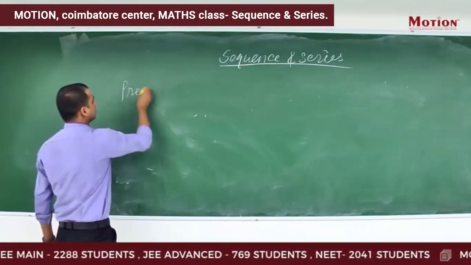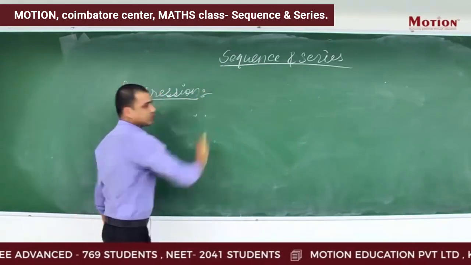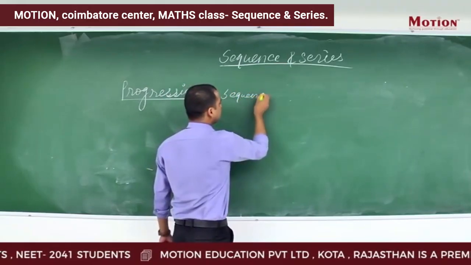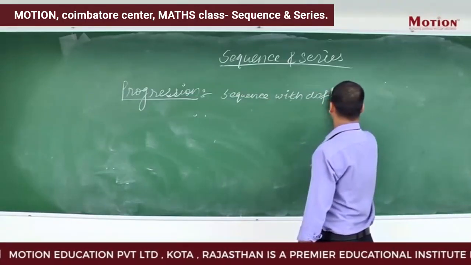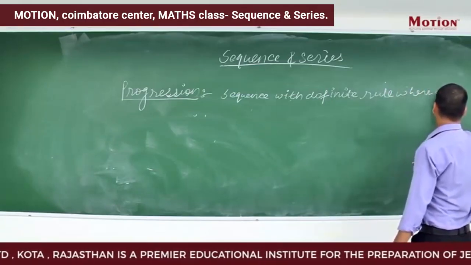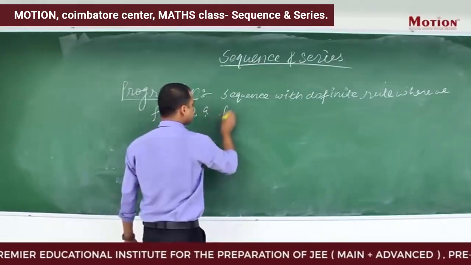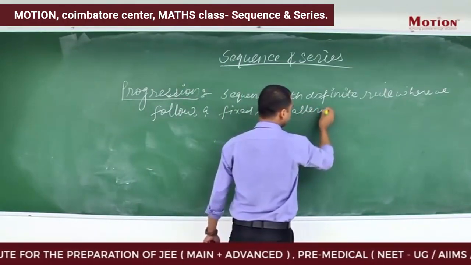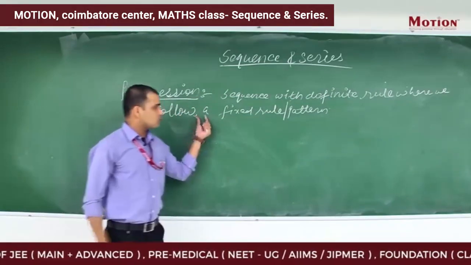Next heading is progression. What is called progression? A sequence with a definite rule, where we follow a fixed rule or pattern.